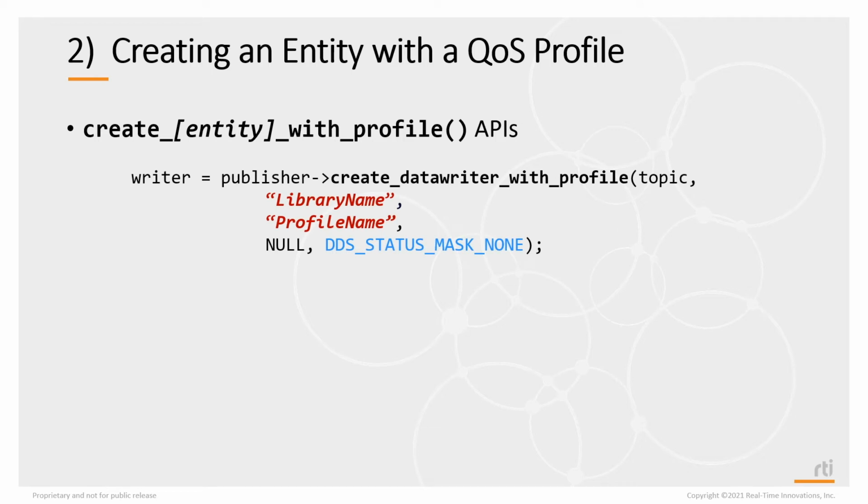Well, in the factory API, you have create data writer with profile, and the publisher is the factory for creating data writers. Now, in this API, you're going to pass a library name and a profile name. This is different than what we saw previously, where you passed a writer QoS object. But here, because you're going to use a profile, you'll just pass a library name and a profile name that DDS will look up and then use the contents to create that data writer.